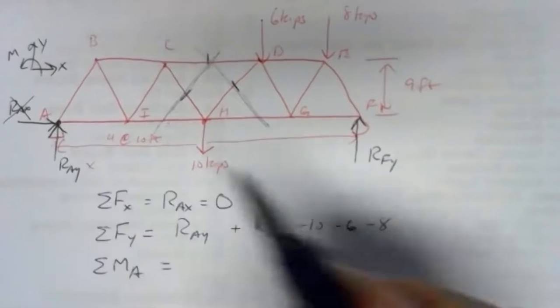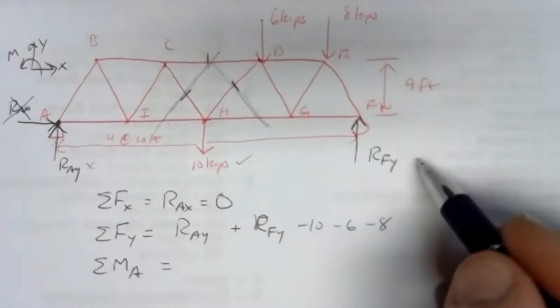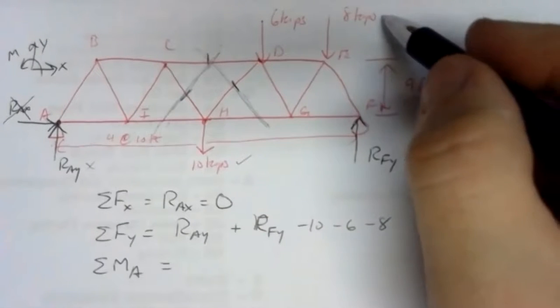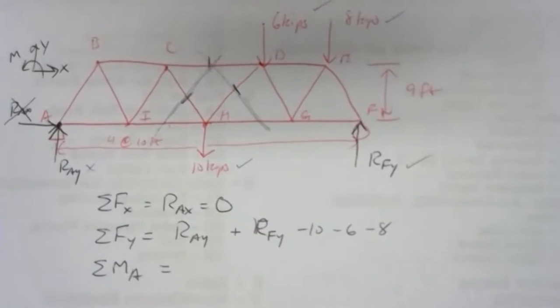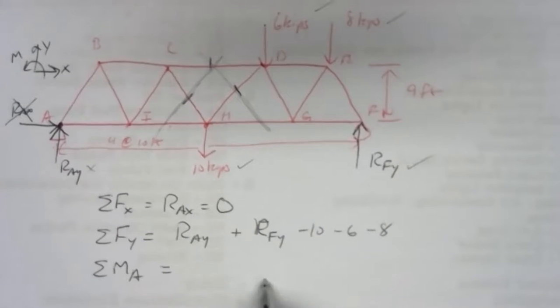So RAY will not have a moment, but the 10 kip force will, RFY will, and the 8 and the 6. So we're going to have 4 terms in our moment equation. We got to be careful. One of the mistakes I saw on the quiz was people forgetting the arms, just writing a force in instead of the force times the distance. So be careful. Make sure you don't forget your arm. Every term needs to be an arm times a force.